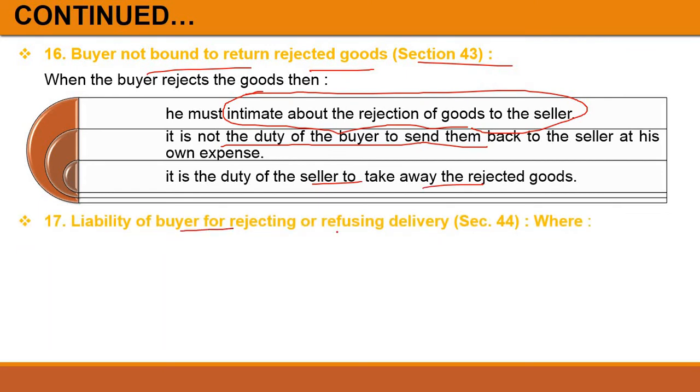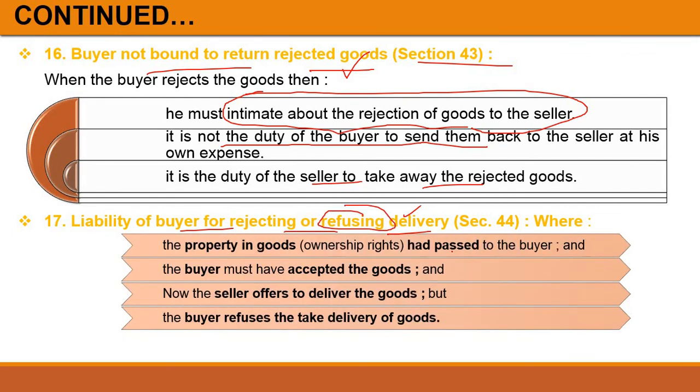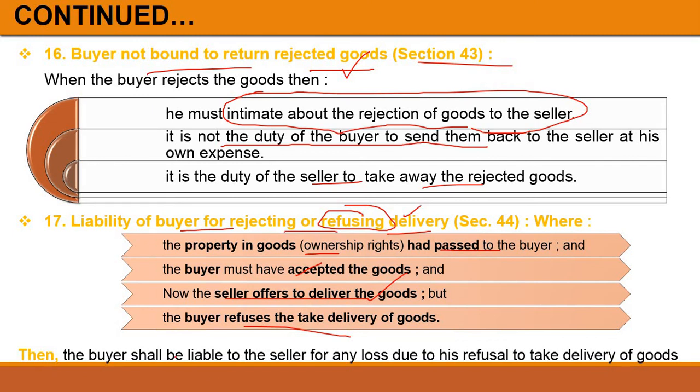Liability of the buyer for rejecting or refusing the delivery. Now here the buyer is refusing a right delivery. Earlier we said that if the buyer has received the wrong goods or more quantity, the buyer can reject. Here we are saying the buyer is refusing the delivery. Where the property in the goods, or ownership rights, has passed to the buyer, he has to accept the goods, because whatever you have asked for has come to you. Now if the seller offers the goods to the buyer and the buyer refuses to take the delivery, what is the point here? The buyer shall be liable to the seller for any loss due to his refusal, because the goods are now going back and the seller would otherwise bear the loss. So in these cases, the buyer will be responsible.